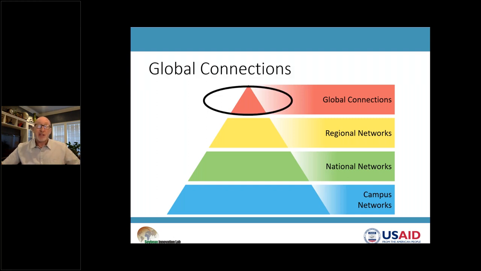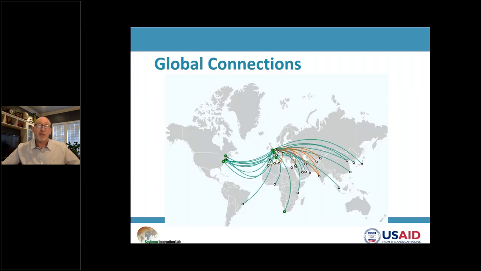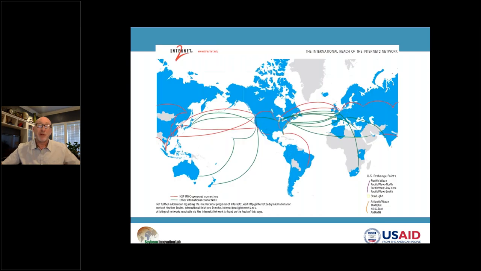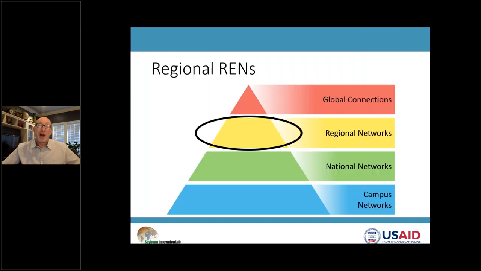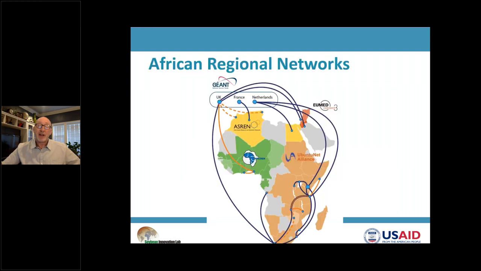First, we'll look at global connections. You see several maps from different perspectives. This is the perspective of Europe. You see the perspective from the US and the perspective from Asia. I want now to talk for a minute about regional RENs. We have a number of African regional RENs represented on this call. The UbuntuNet Alliance, which is in tan on the right-hand side of the screen, and WACREN on the left-hand side of this map in green.